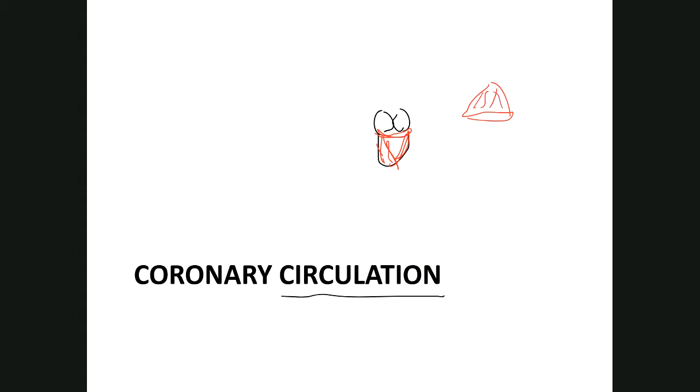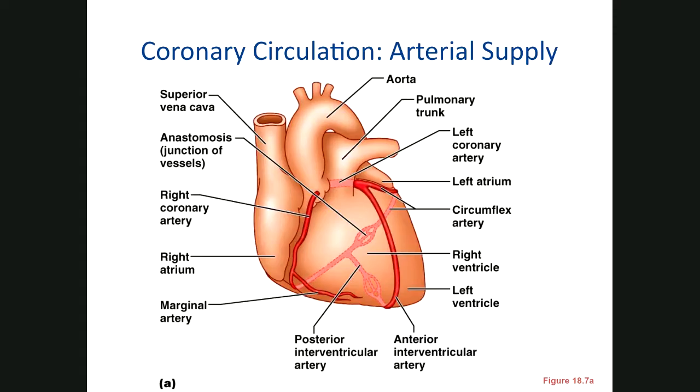And the word for crown is coronary. So the coronary circulation is this crown of vessels around the heart. And they supply the heart wall with oxygen and nutrients, and they remove waste products. We have both arteries and veins. So here's what it looks like. If you flip this upside down, that would be the crown right there.